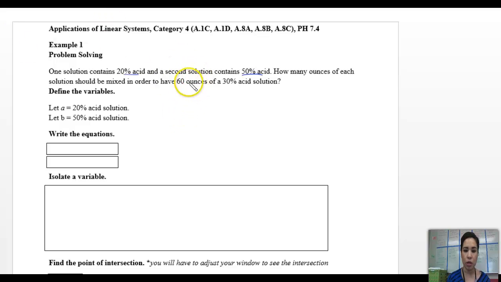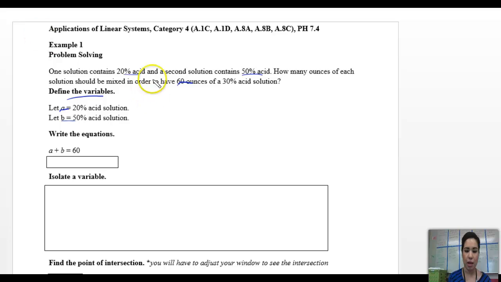So we're going to go ahead and set up variables. A is going to be the 20% solution, and B is the 50% solution. Now we have to come up with an equation for that. Our first equation is going to be A plus B is equal to 60.